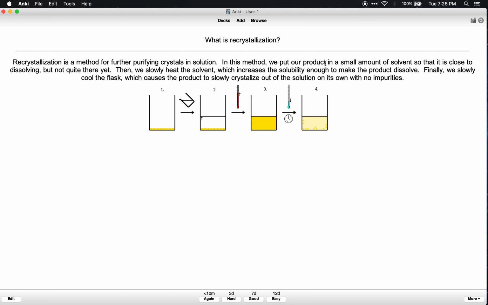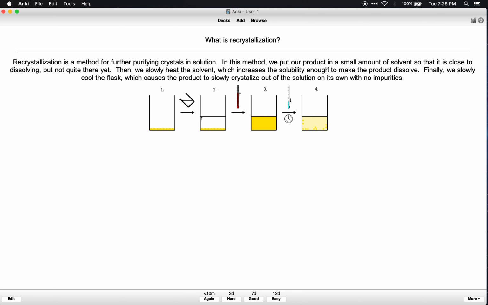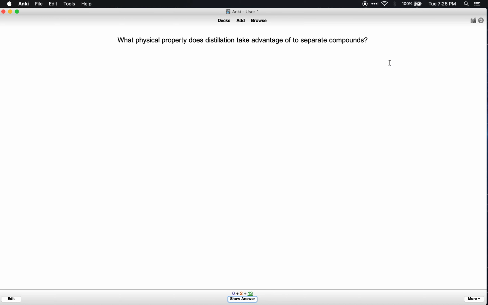Put product in a small amount of solvent so it's close to the mouth. We heat the solvent, which increases the solubility to make the product dissolve. We slowly cool the flask, which causes the product to crystallize with no impurities. So the point I missed was that you heat it up to increase solubility so it dissolves.